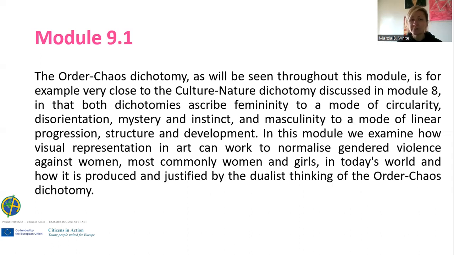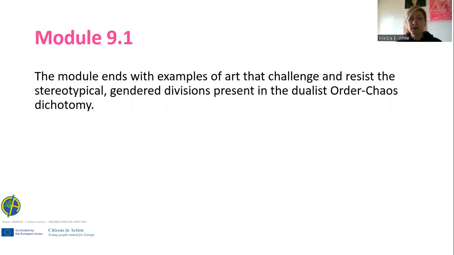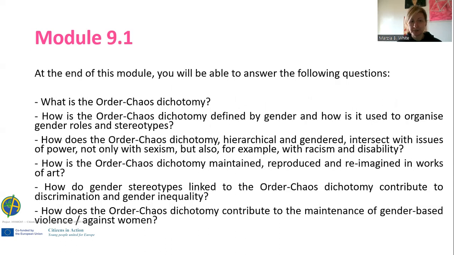In this module, we explore how visual representation in art can work to normalize gender violence against women, most commonly women and girls in today's world, and how it's produced and justified by the dualist thinking of the order-chaos dichotomy. The module ends with examples of art that challenge and resist the stereotypical gender division present in the dualist order-chaos dichotomy. At the end of this module, you will be able to answer the following questions.